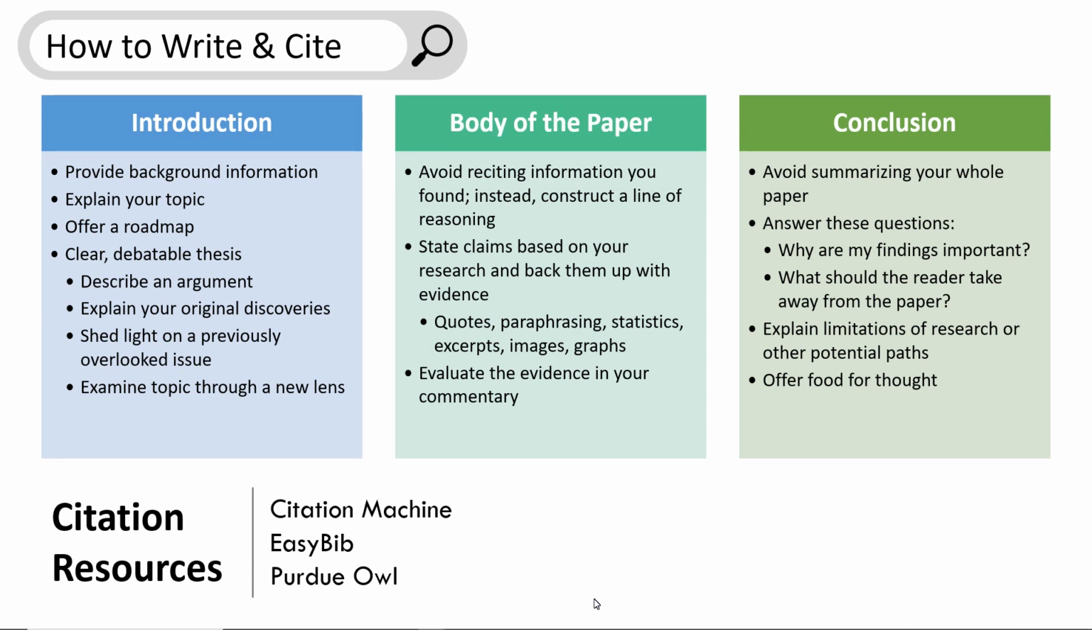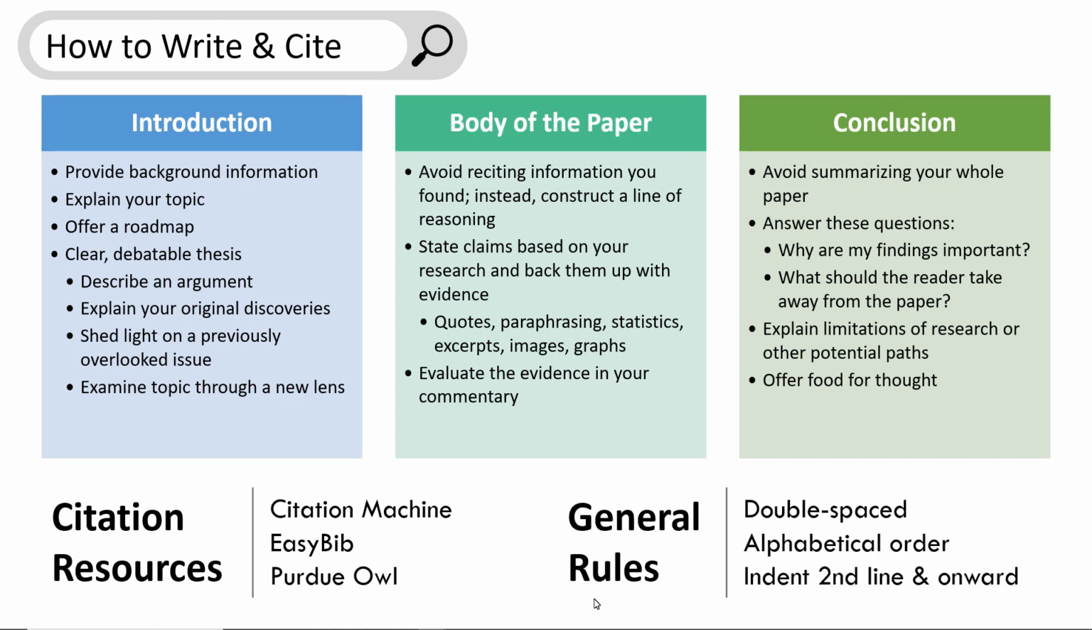If you want to cite your sources by hand, Purdue OWL is a great resource that I highly recommend for that. In general, when you're writing a works cited or an annotated bibliography, you want to keep it double-spaced, put it in alphabetical order, and make sure that you indent the second line of your citation and onward. If you'd like to see an example of what this looks like, I highly suggest that you check out my video on how to write an annotated bibliography step by step. I'll put a link to that in the description below.